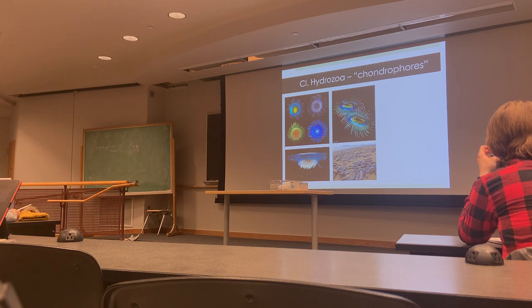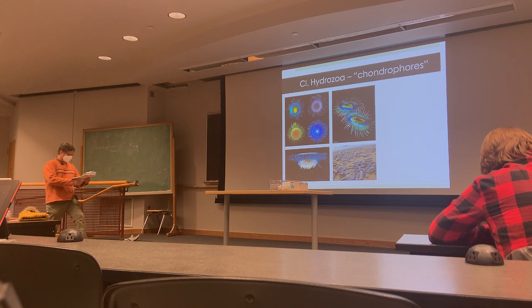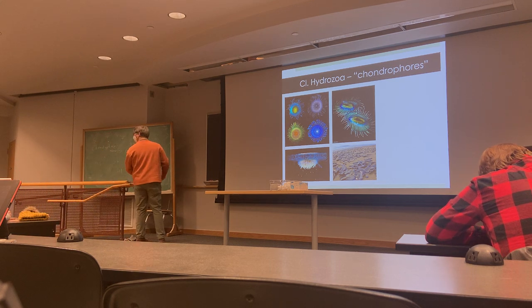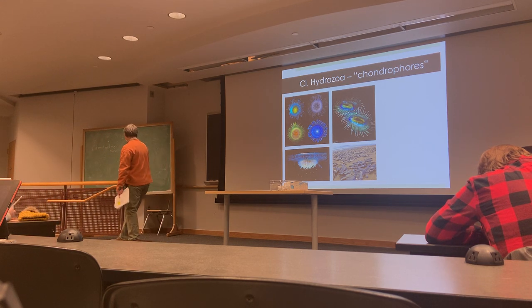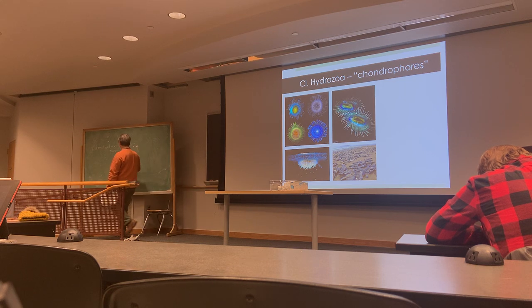Bony fishes are osteichthyans. Sharks, what kind of hard parts do they have? Yeah. Cartilage. They have cartilage. So chondrophores are cartilage-bearing. They have these hard substrates to them.